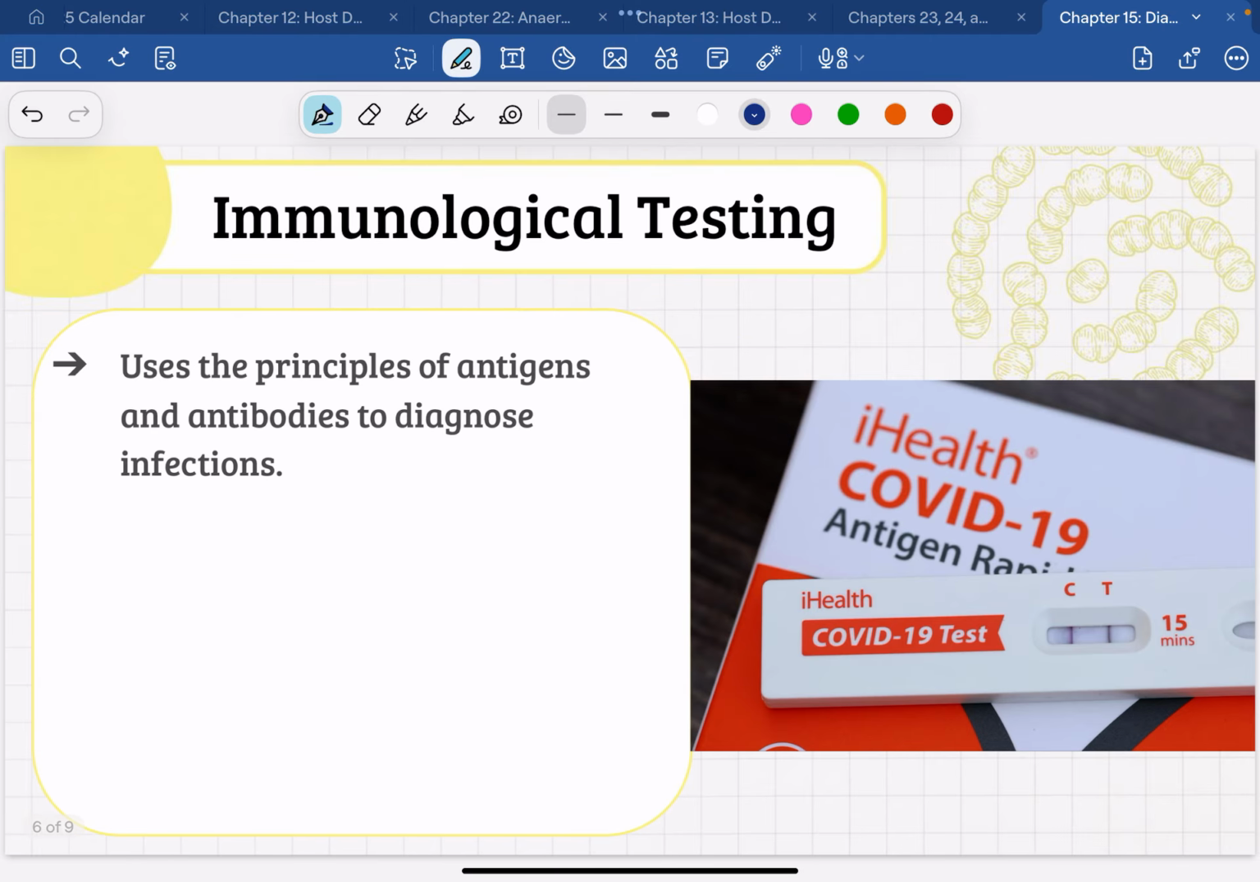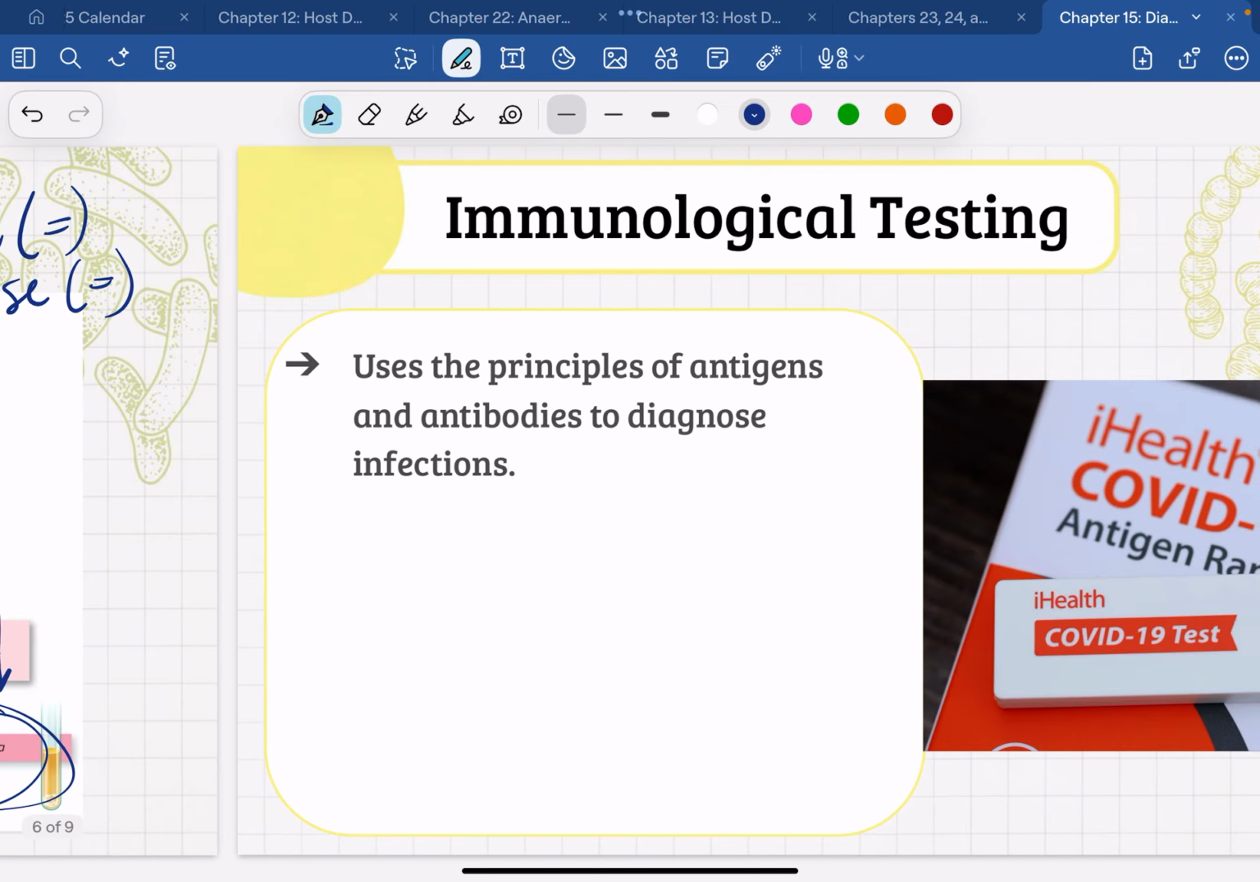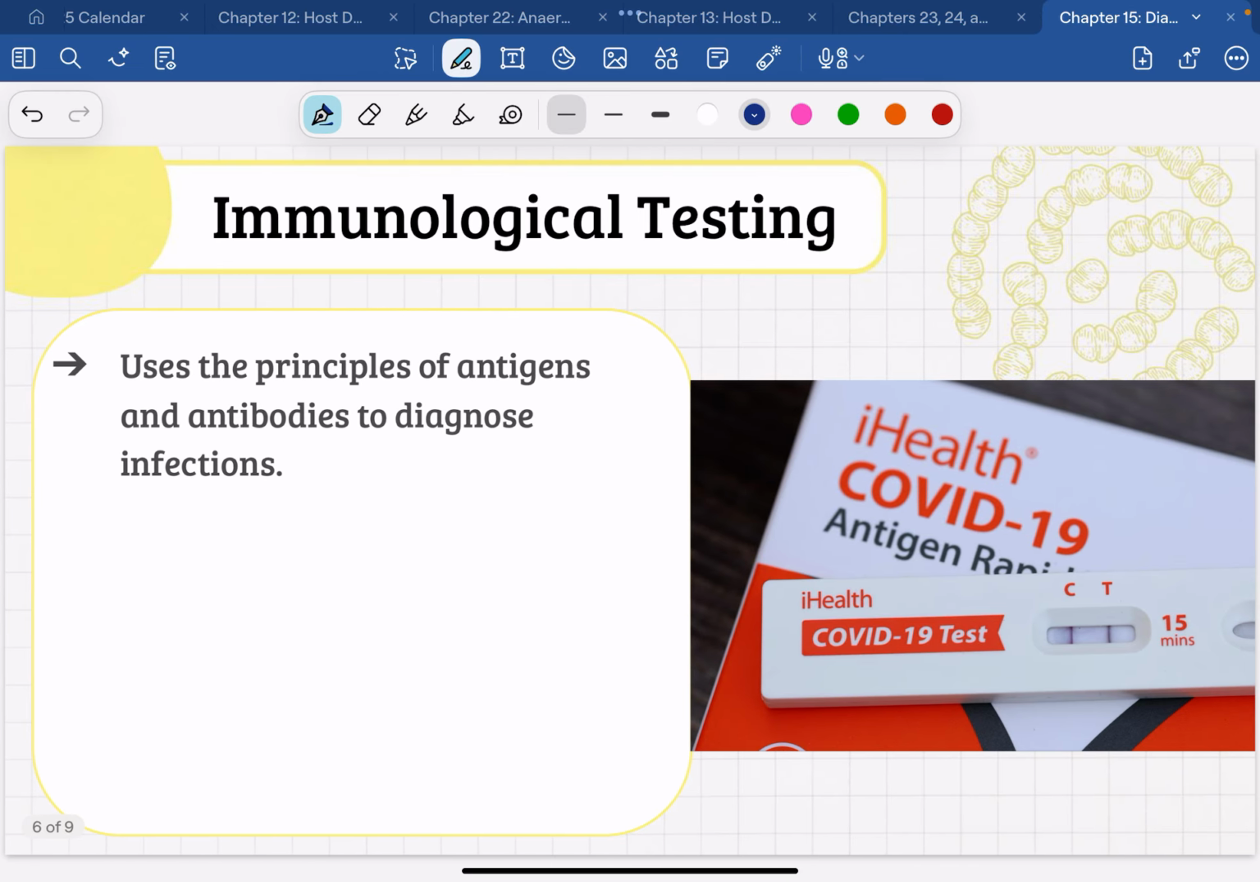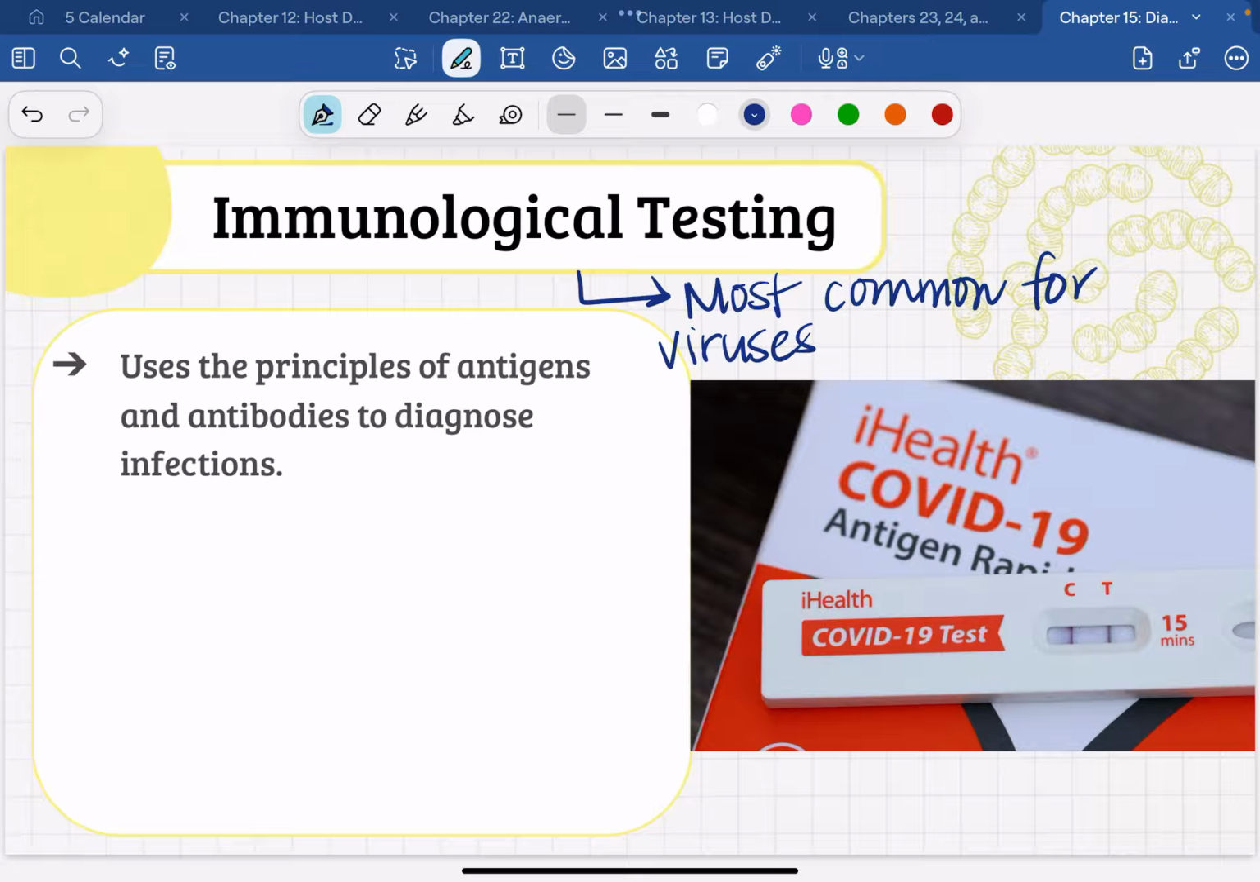Now, immunological testing, again, uses the principles of antigens and antibodies to diagnose infection. And immunological testing, not always, but it's most common for things that aren't easily grown. So things like viruses, right? Like here we have, this is a COVID test. This is an immunological test for COVID. You guys have probably all seen one, probably all have them at your house.